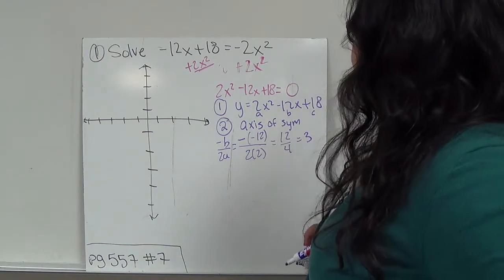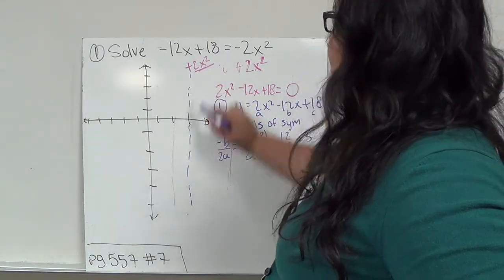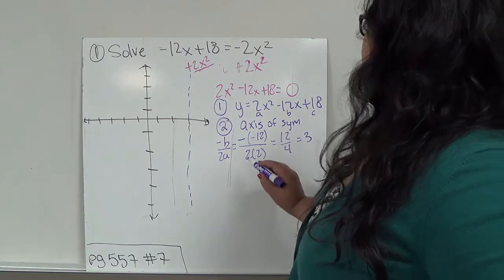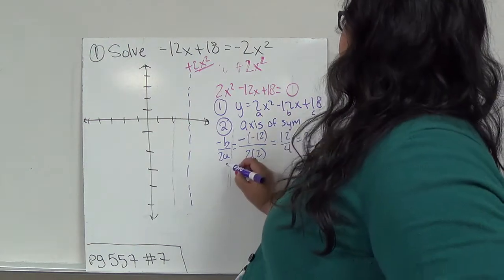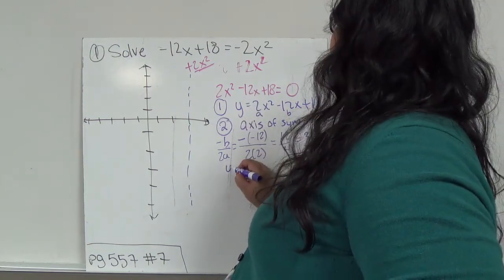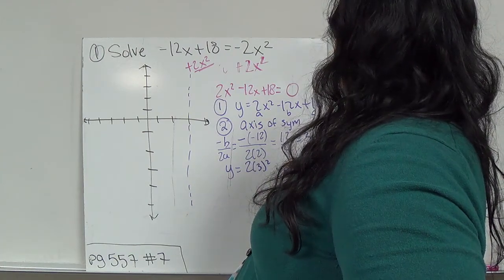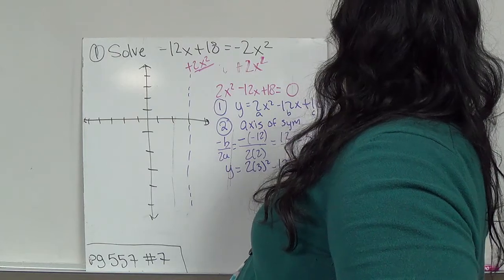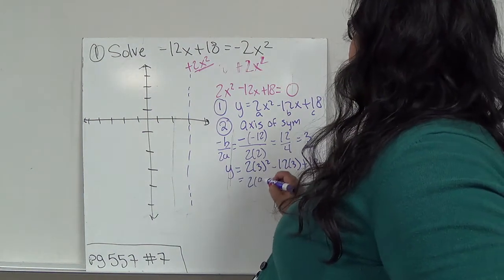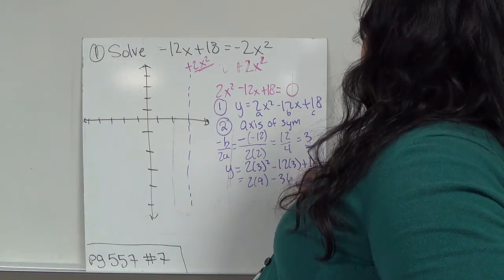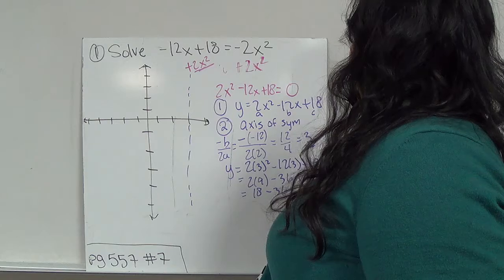And then I have to find the vertex. So right here at 3 is my axis of symmetry. Now I need to know where on the axis of symmetry is my vertex. So my vertex, I have to take 3 and I have to plug it into this equation right here. So y equals 2 times 3 squared minus 12 times 3 plus 18. So 2 times 3, let me do the squared first. So it's 2 times 9 minus 36 plus 18. So it's 18 minus 36 plus 18.